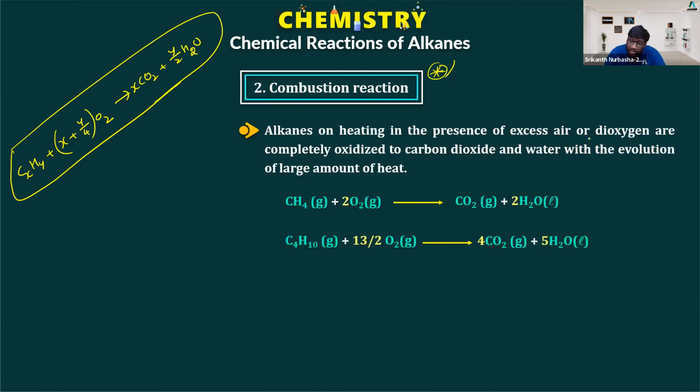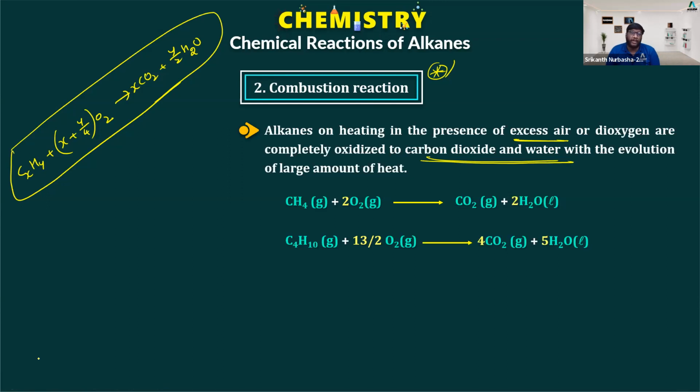Alkanes on heating in the presence of excess of air or dioxygen are completely oxidized to carbon dioxide and water with the evolution of large amount of heat. But there is a possibility of incomplete combustion also.